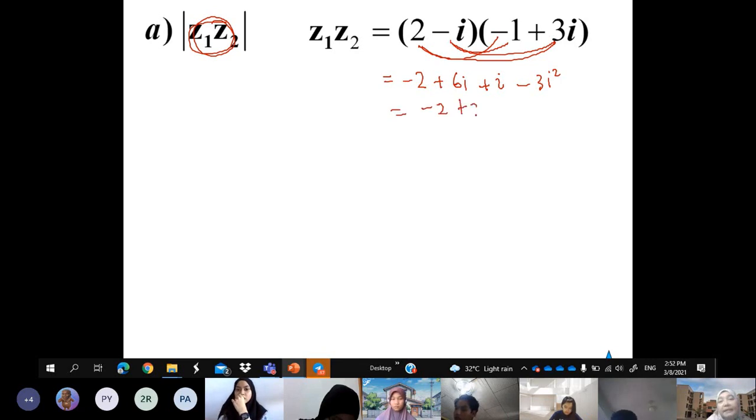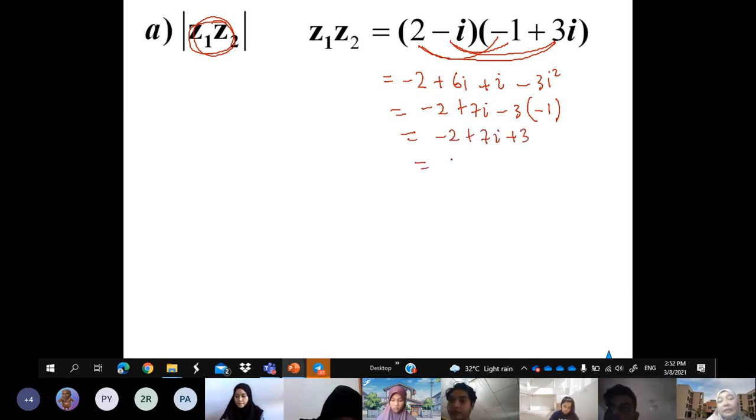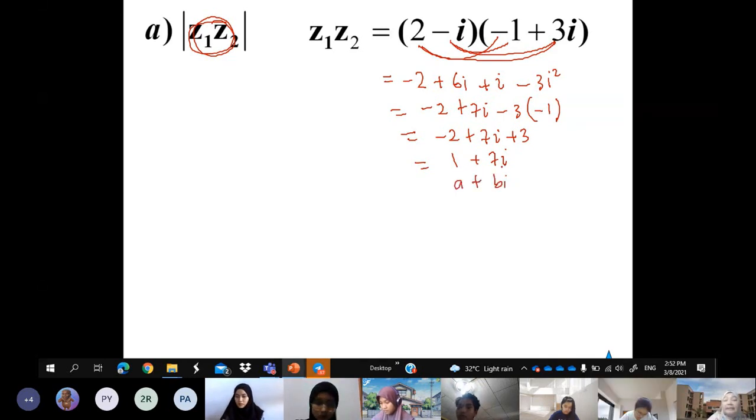Simplify. Negative 3, make sure i squared is equal to negative 1. And make sure you are not careless. Answer is 1 plus 7i. This is the pattern a plus bi. Settle. So now to find modulus Z1 times Z2. Answer is 1 plus 7i. That one also can, this one also can. You just substitute.